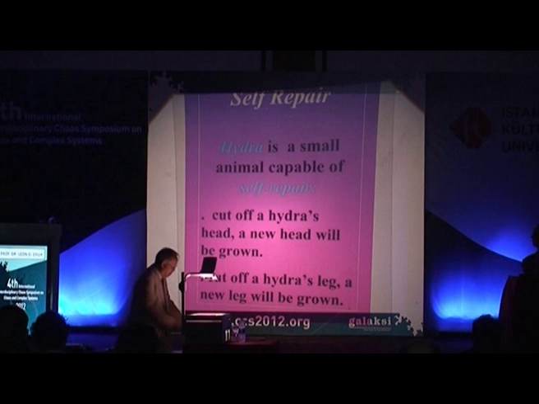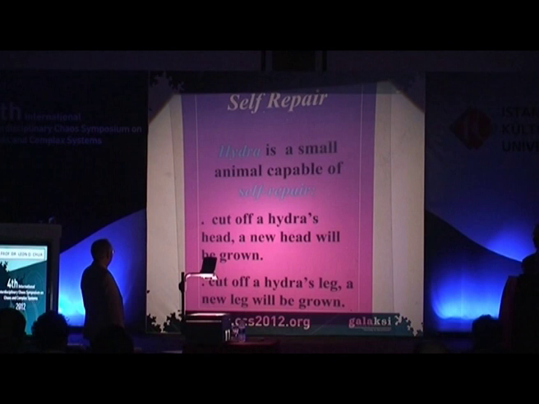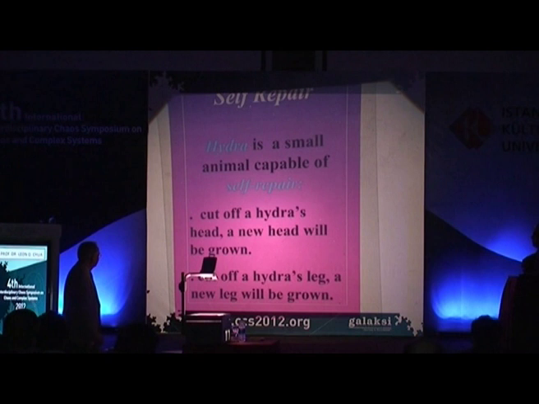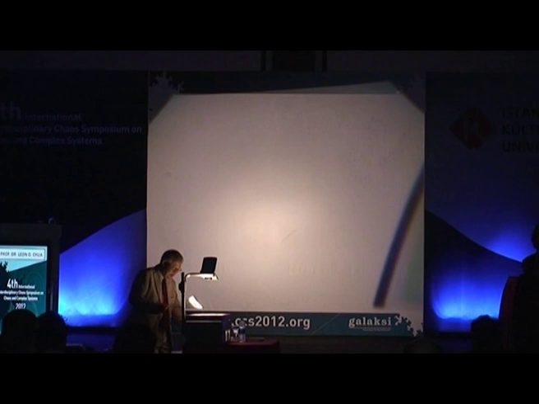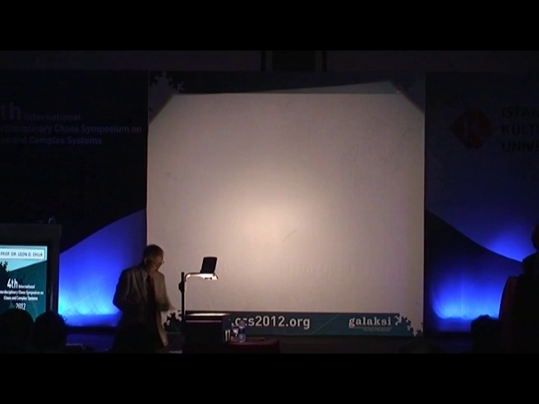Most of you probably heard about that little tiny animal called a hydra. It's a small animal capable of self-repair. Because you cut off a hydra's head, a new head will be grown. You cut off a hydra's leg, and a new leg will be grown. And so, I think I have even a slide here. But anyway, what's important is that's for self-repair.